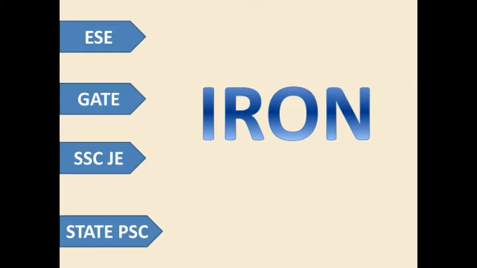In the last video, we discussed that metals can be classified into ferrous metal and non-ferrous metal. The ferrous metal examples were iron and steel. Last video we already discussed steel. This video is about iron.